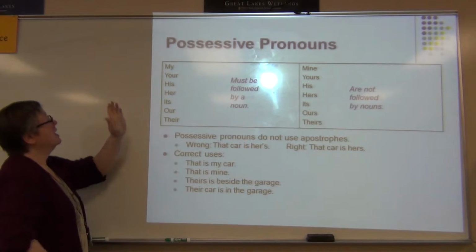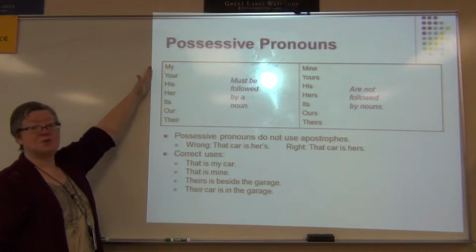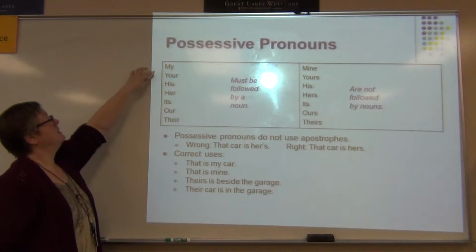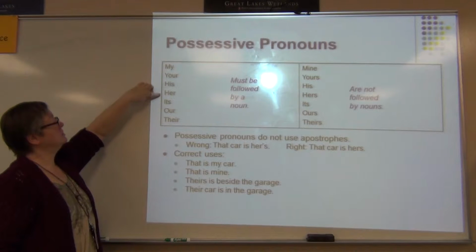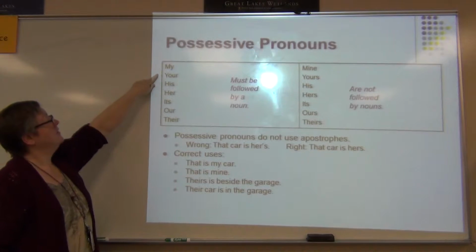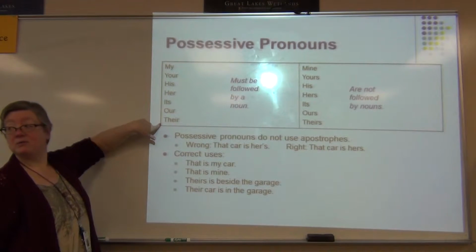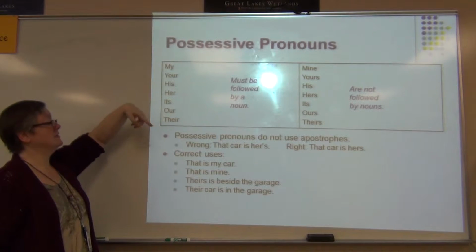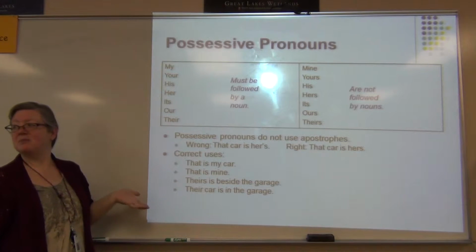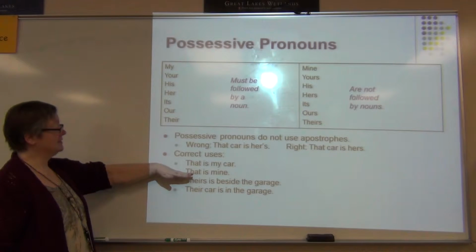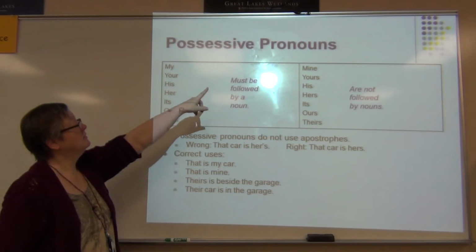Let's see, how do we start? There are two forms of each possessive pronoun. We have my, your, his, her, its, our, their. These are always followed by a noun. We don't end by saying this is my. This is my what? Car. Yeah, we'd have to say this is my car. Or this is my dog.